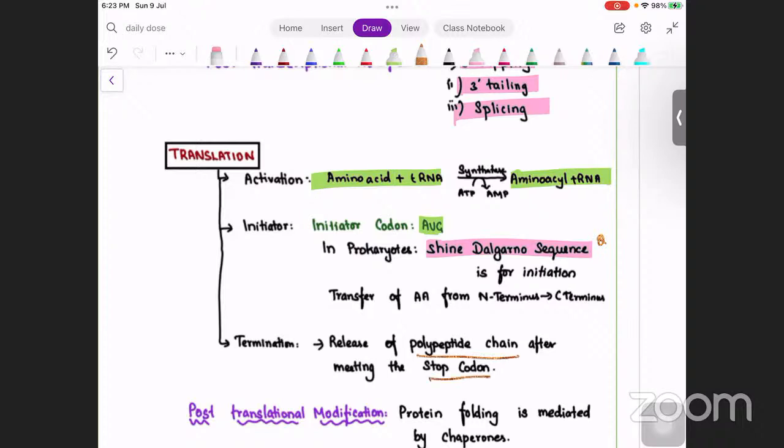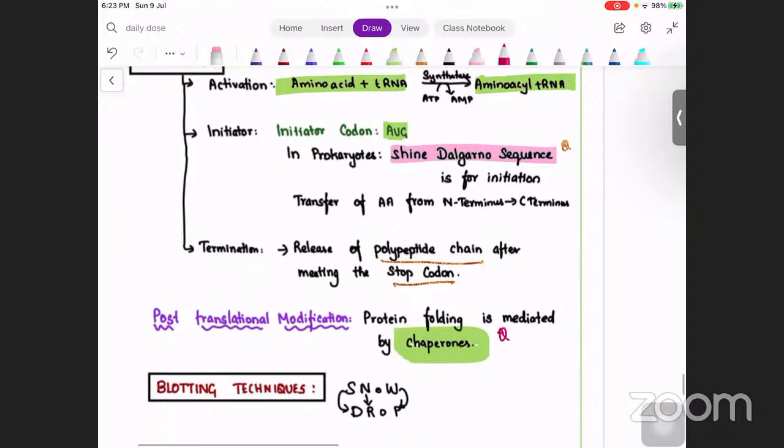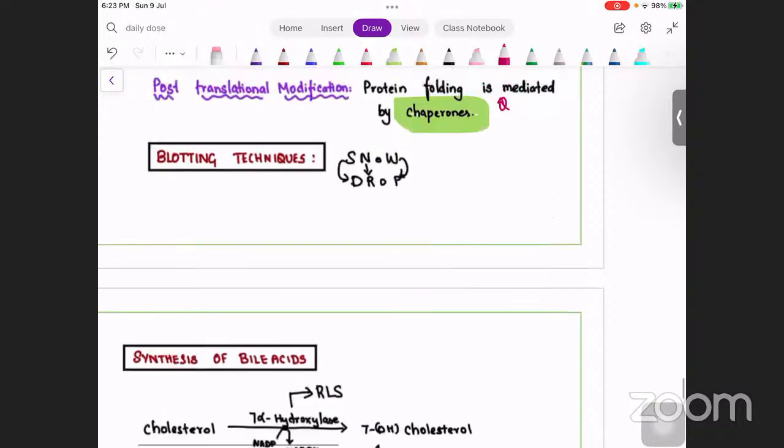The released polypeptide chain will undergo post-translational modification by protein folding. Post-translational modification is so called protein folding, and the protein folding is mediated by the protein called chaperone protein. Very, very important MCQ. Another important MCQ.